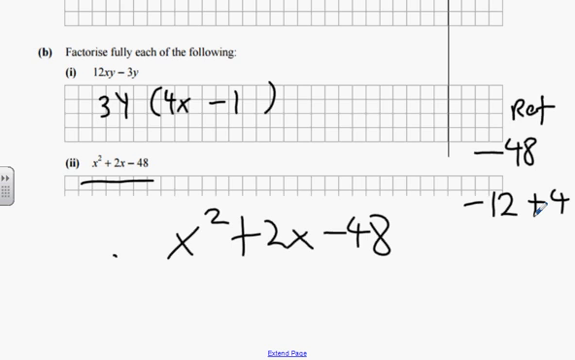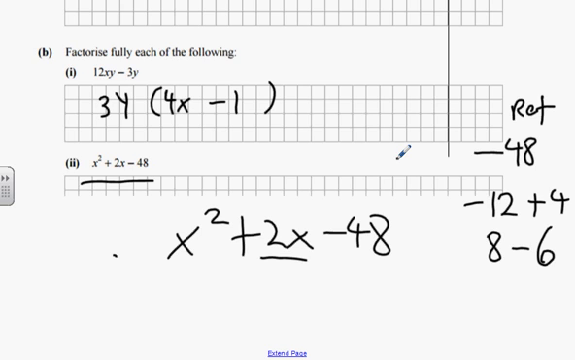No, what about you, Charlie? I did 24 and 2. 24 and 2 won't work because you need 2 in the middle. So another one? 8 and 6. Which one should be negative though, the 8 or the 6? The 6.